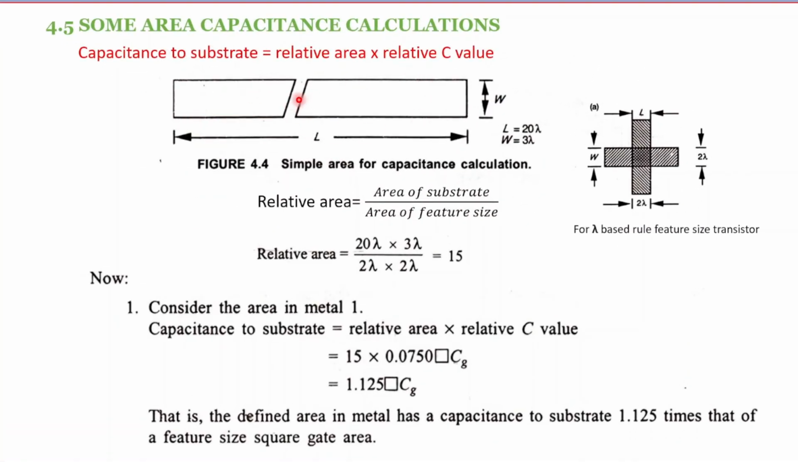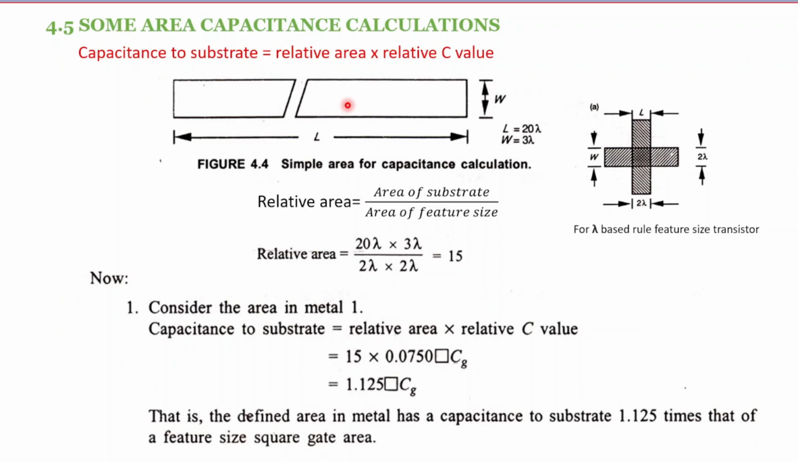Now, if you want to calculate the capacitance for the substrate, the capacitance of the substrate is denoted by relative area multiplied with relative C value, where relative area is denoted by the area of substrate divided by the area of feature size. For this substrate, the area is 20 lambda by 3 lambda. The area of feature size is 2 lambda by 2 lambda. So the relative area becomes 15.